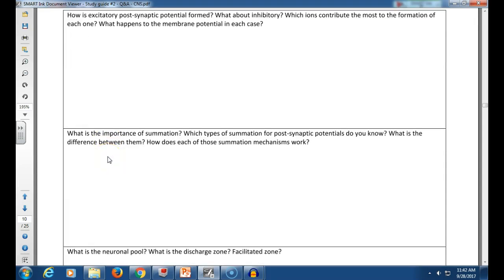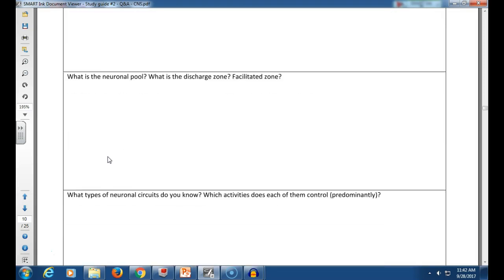Summation. Understand the difference between spatial and temporal. There will be a question about that. Okay? Sorry. Discharge versus facilitated zone for the neuronal pool. We had this question in the quiz, something of that sort is going to be on the exam.